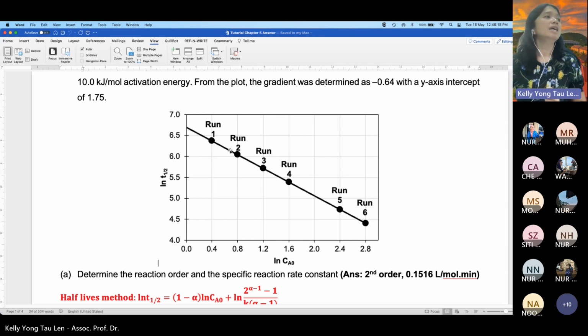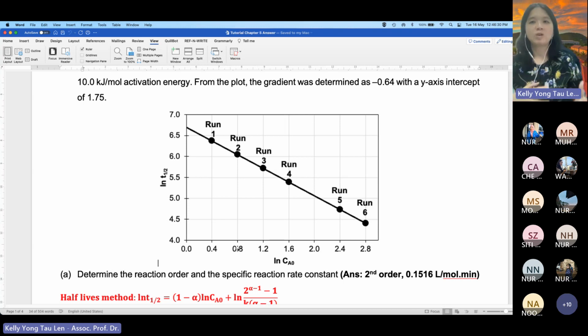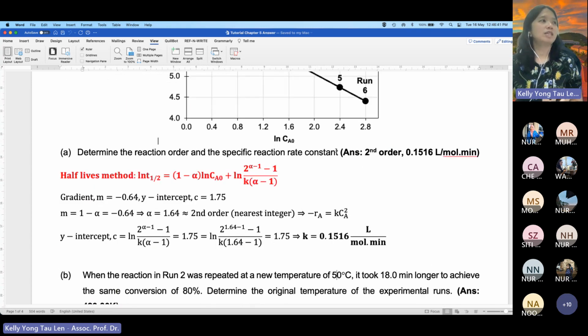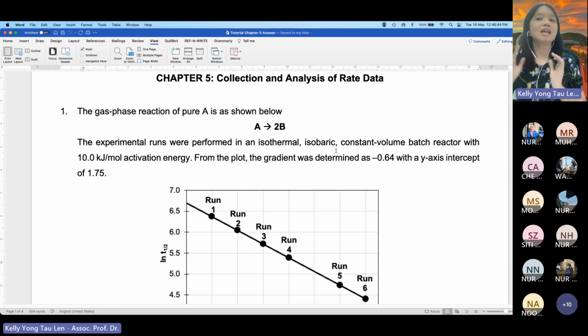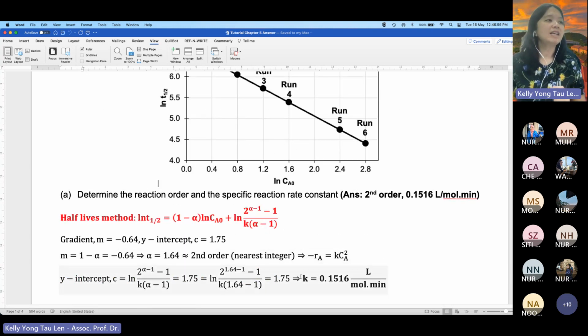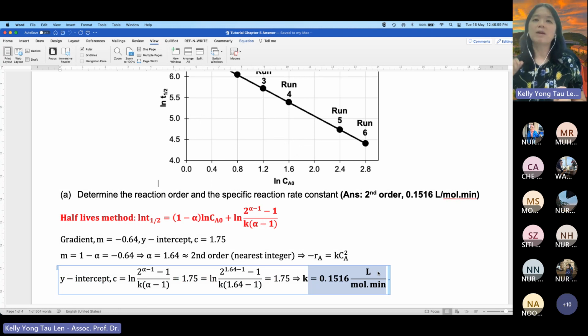Okay, so dia kata, run kedua ni, kalau kamu perasan, ln CA0 dia 0.8. Okay, so by right, kalau kamu dah tahu ln CA0 tu 0.8, kamu dah boleh dapat CA0 dia. So you know, dia akan menggunakan CA0 yang apa untuk run yang kedua, and dia repeat run kedua ni pada suhu yang baru, which is 50 Celsius. If you notice, from the original run, kita tak tahu temperature dia. Kalau kamu perasan dalam soalan, dia tak beritahu pun. Masa kita nak run initially the reaction, original run tu, dia tak beritahu kita suhu berapa. Sebab tu, nilai K yang kita dapat ni, technically we do not know at what temperature.